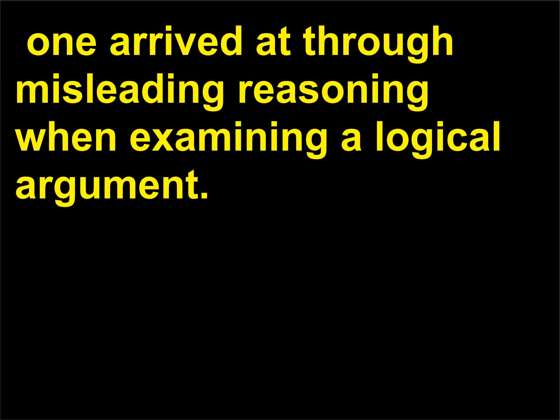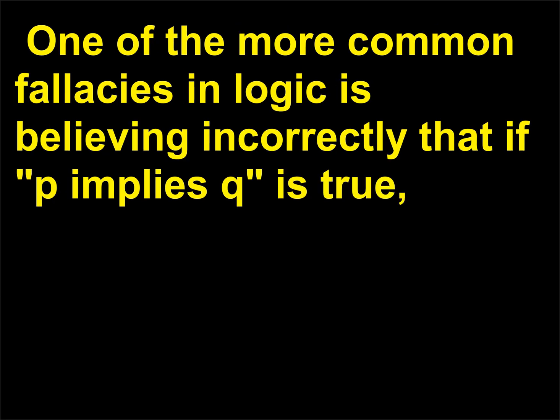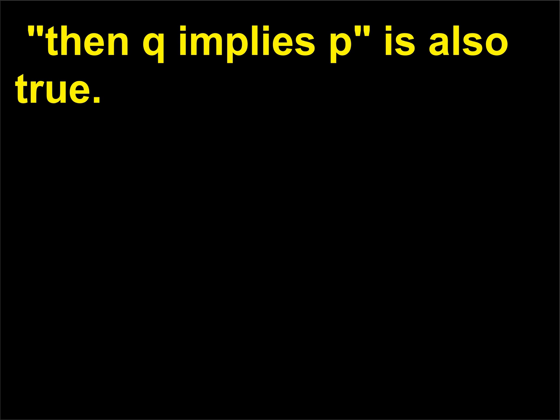A fallacy is an incorrect result in this case, one arrived at through misleading reasoning when examining a logical argument. One of the more common fallacies in logic is believing incorrectly that if P implies Q is true, then Q implies P is also true.